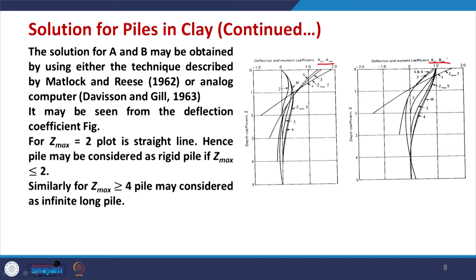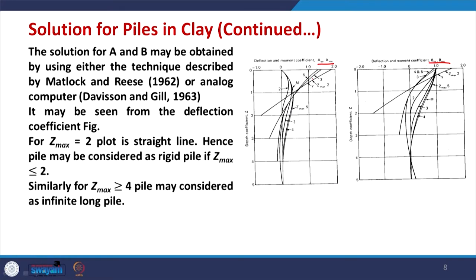Let us study Ayc first. If you see Ayc here, these lines are for moments, and these coefficients are for deflection. So, you could see the deflection coefficient, this is the case for Z max equal to 2. When Z max equals 2, Ayc is linearly decreasing with the depth, and naturally it ends up here because the maximum value of Z is Z max by 2. So, that means for Z max up to 2, this pile may be considered as a rigid pile, because the deflection is linearly decreasing with the depth.